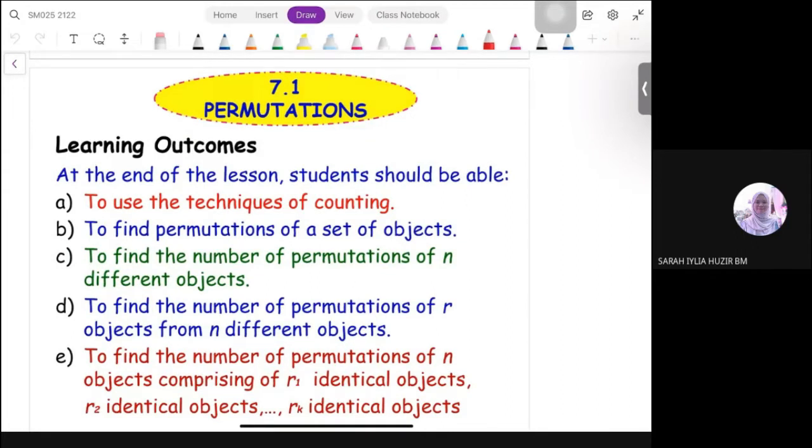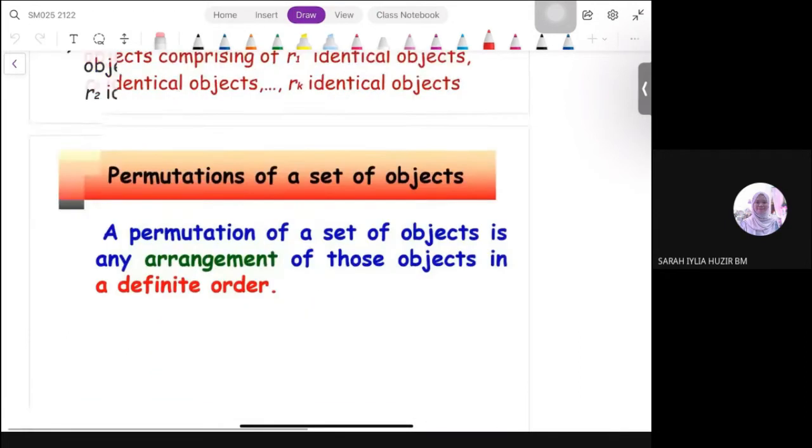We will learn different techniques for permutation involving the multiplication technique, and then permutation for different objects, and then permutation for identical objects. Okay, let's get started.